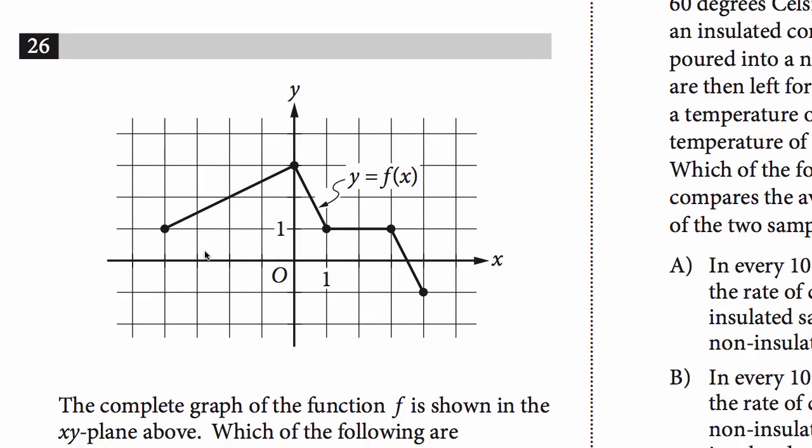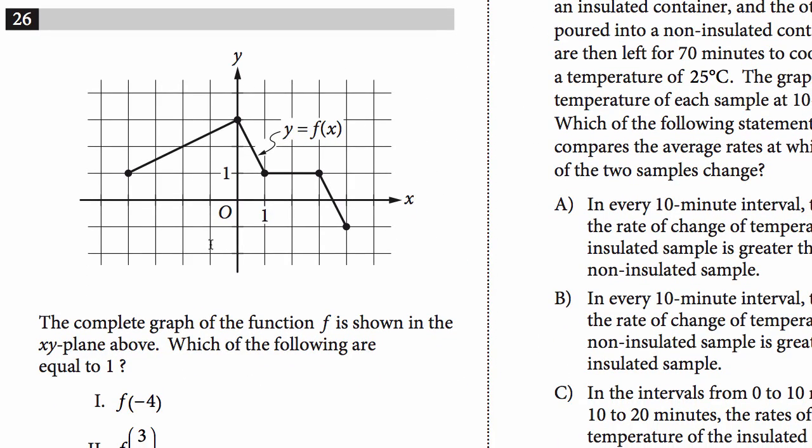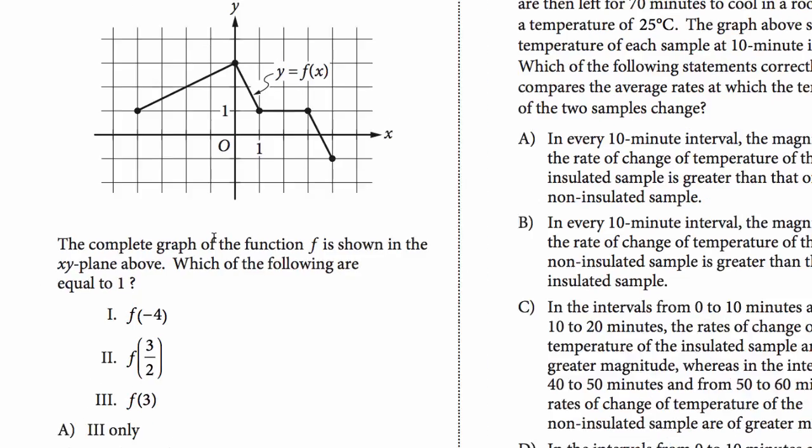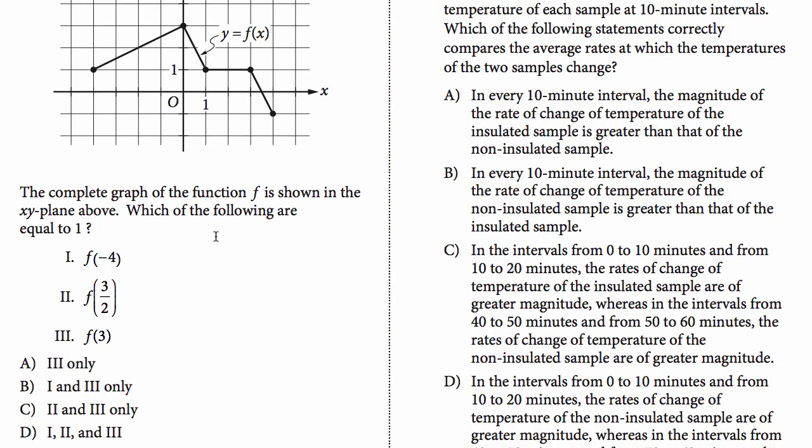26. So let's look at this one. The complete graph of the function f is shown in the xy plane above. Which of the following are equal to 1? So when they give you answers in this format here, let me zoom out. f of -4 literally means plug in x equals -4. And what's the answer? What does that give you? Or what's your y value? So x of -4, 1, 2, 3, 4. Oh, it's 1. There's your y value.